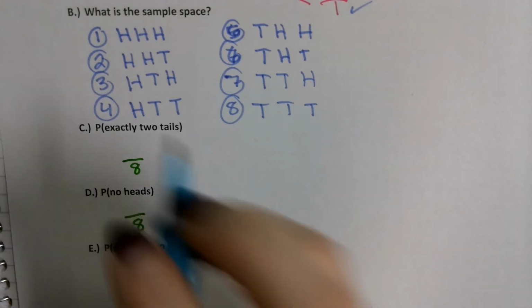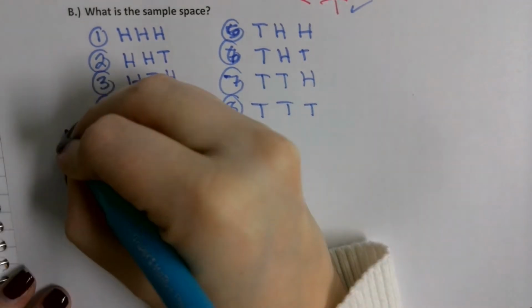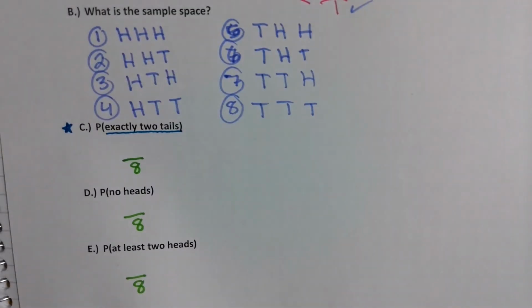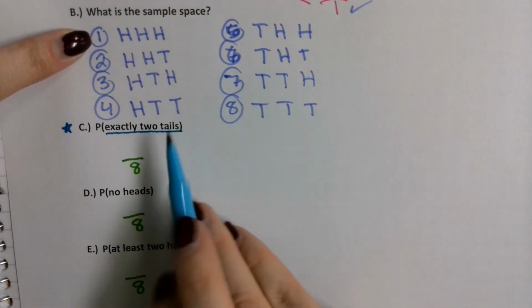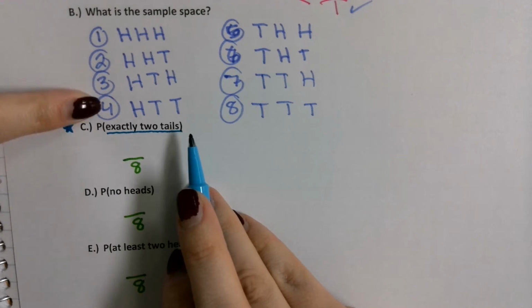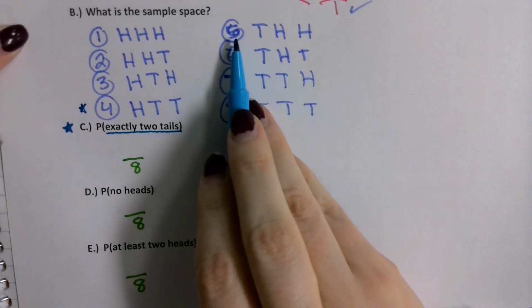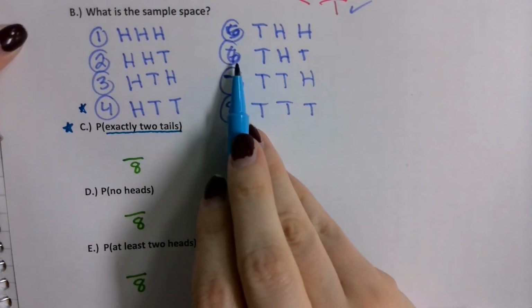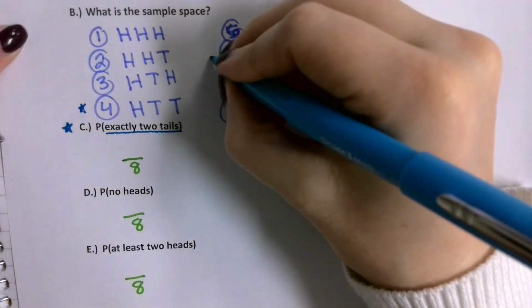Let's start with exactly 2 tails. So I'm going to put a star next to C, so that way I know when I'm looking back at my sample space, if I put a star next to it, it belonged to C. Does outcome 1 have exactly 2 tails? What about number 2, 3, 4? So I'm going to put a star by it. What about 5, 6? Yes, tails, heads, tails. It has exactly 2 tails, so I'm going to put a star by it.